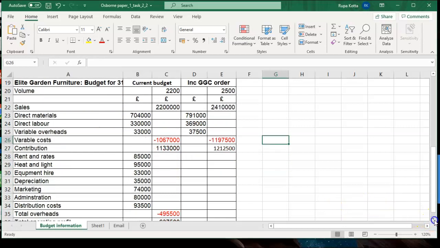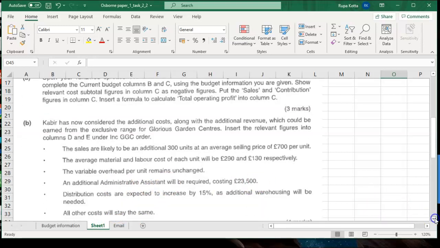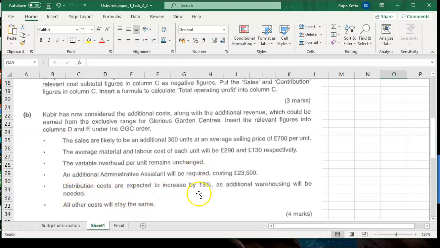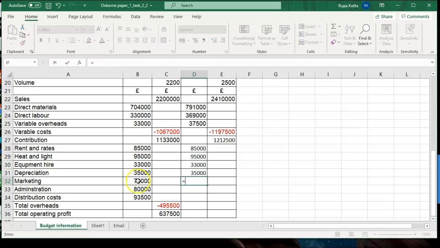Then continue. Let's calculate the remaining overheads, see if there is any changes in there. An additional administrative assistant will be required, costing 23,500. Distribution costs are expected to increase by 15% as additional warehousing will be needed. All other costs will stay the same. So only two costs are changing, which is administrative assistant cost will be increased by 23,500 and distribution costs are expected to increase by 15%. So let's do that. Administration and distribution. Everything else is remaining same. So this one will still remain the same. Heat and light will remain the same. Equipment hire will remain the same. Depreciation will remain the same. Marketing will remain the same.